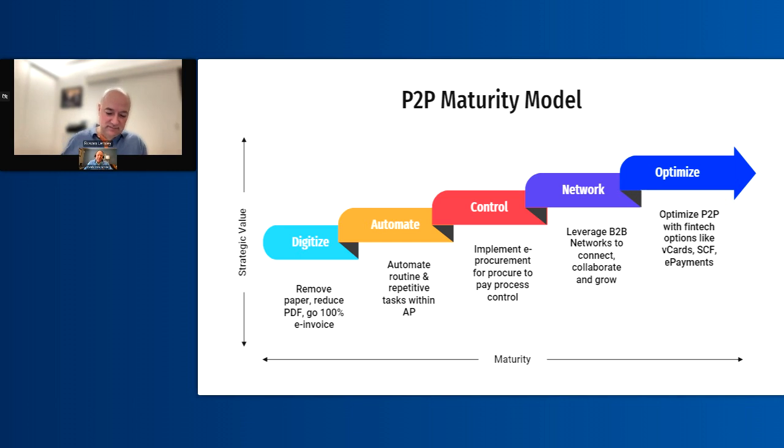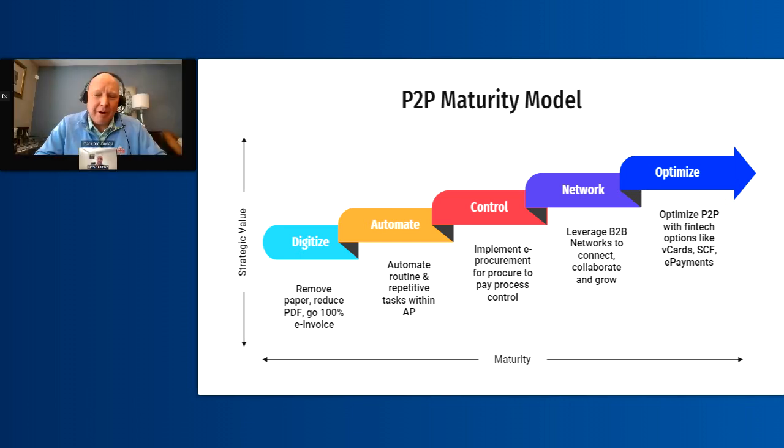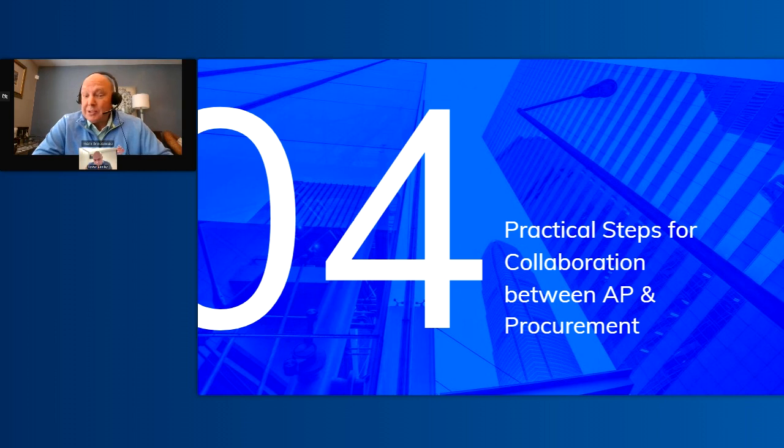Yeah, I think what we hear from most AP departments is we're somewhere in the digitization automation stage, right? We're trying to find a way to leverage that. And the key message today is this isn't something to feel bad about, that you're not as far along as you'd like. It's something to use as a springboard. And that brings us to the next phase of the presentation: how do we actually do that? What are some practical steps for building that collaboration between AP and procurement?